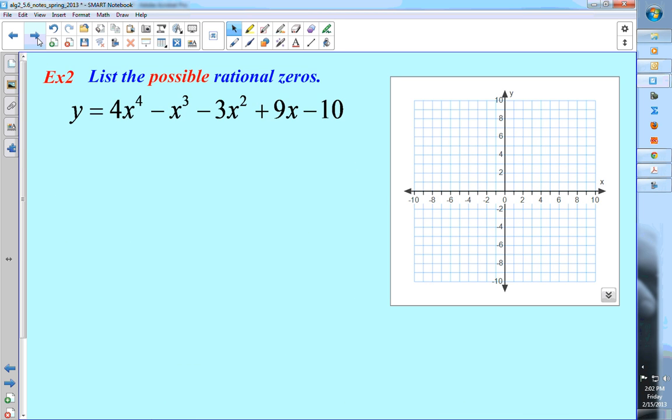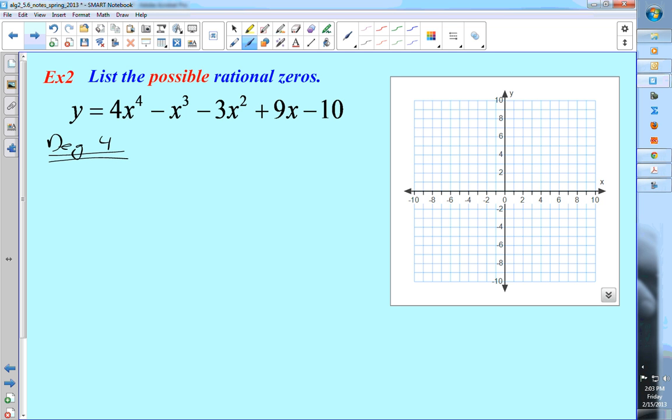Okay? This one is degree 4. Okay? This is degree 4, which means 4 roots. 4 x-intercepts. What do you know about the end behavior of this? Up and up. Degree is 4, leading coefficient is positive. Okay?